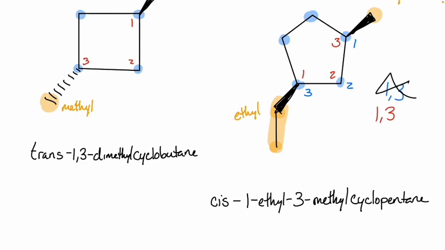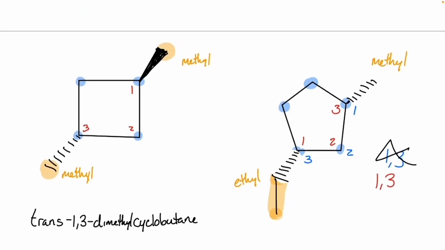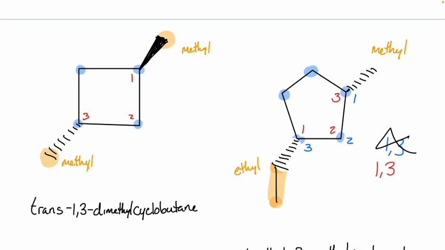Okay, and to be clear, they could both be wedges, or if I switched these so that they were both dashes, this is also a cis isomer here. All right, pointed in the same direction. All right, cool. So let's go back to our cyclohexane models. Now we're going to spend some time specifically talking about the conformations of cyclohexane.